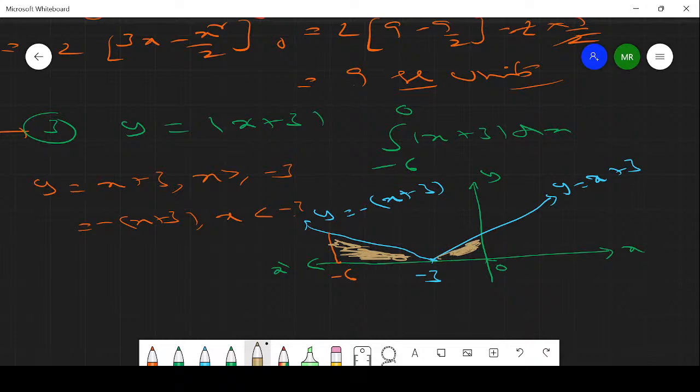Correct? Minus 6 to 0 they are asking. Only inside, right? You can check that only inside this area. You understood, right? Just be careful here. Only the inside part they are asking here. This line. So this is the required area between minus 6 to 0.